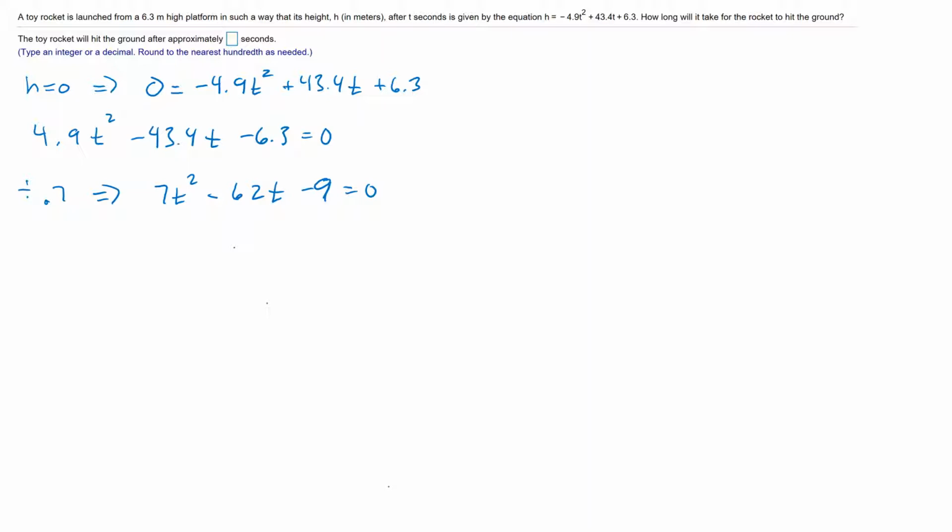Again, if dividing by 0.7 didn't make all the numbers come out so nice, that would probably further prompt me to use the quadratic formula instead. All right, so let's finish this. So I'm going to factor it.